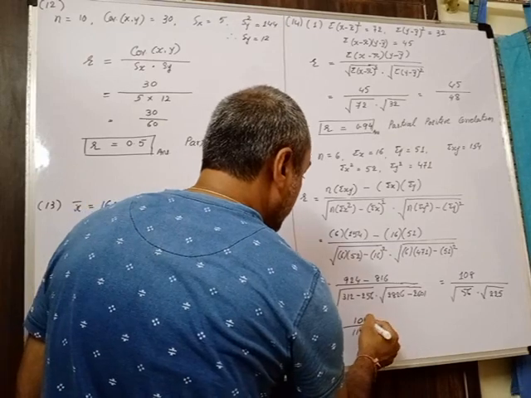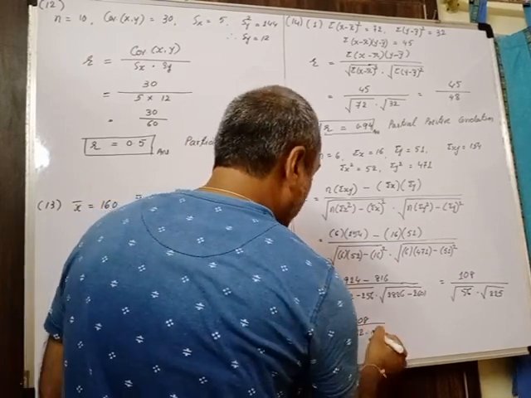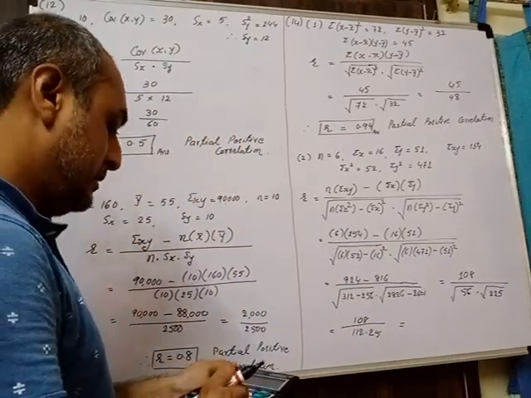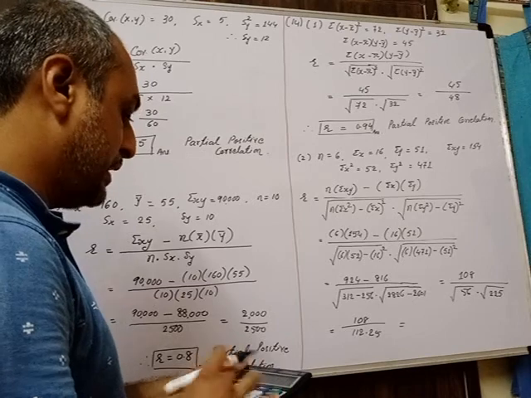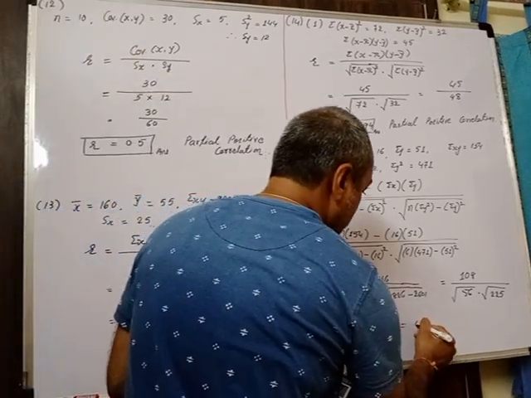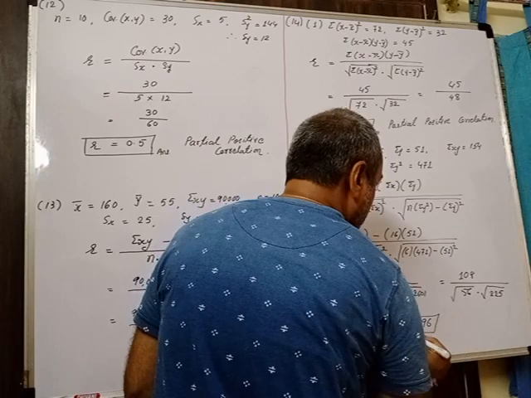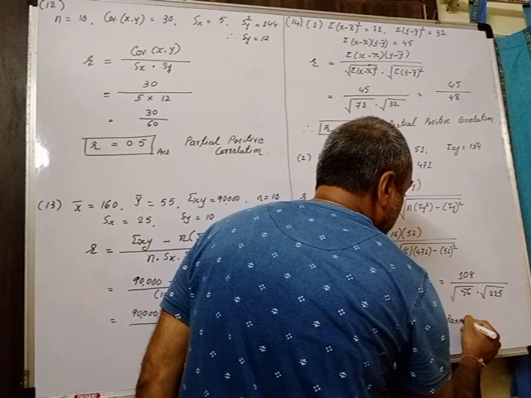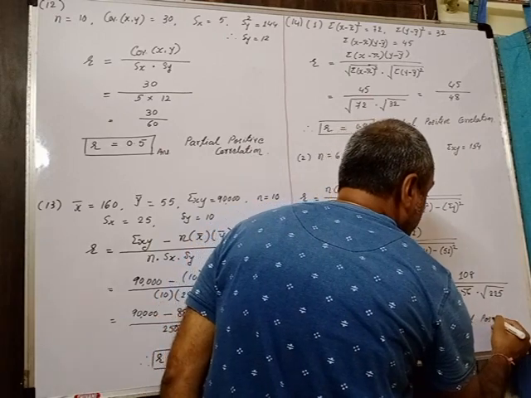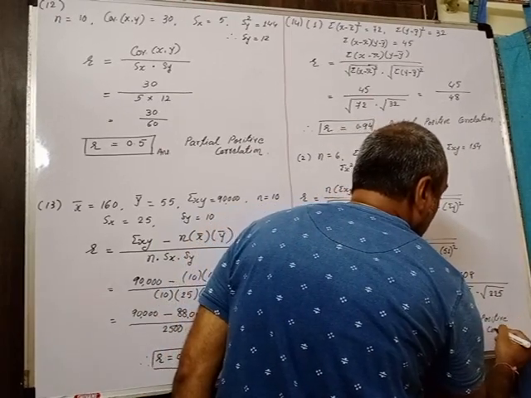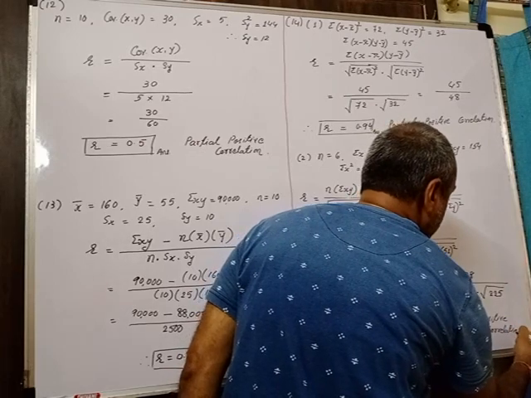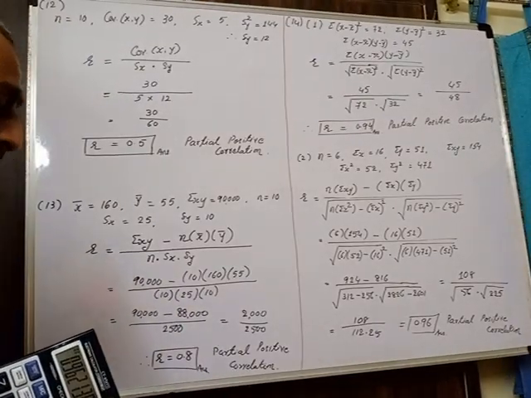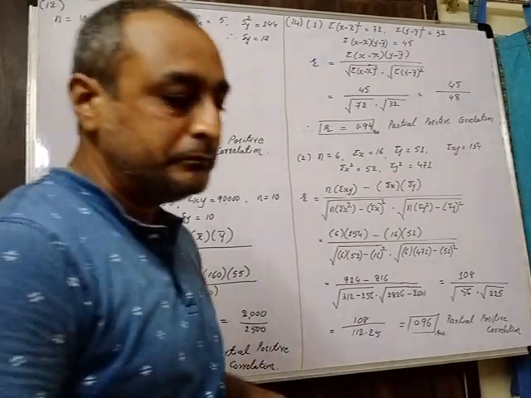This one is 108, 112.25. Now the division will be our answer. So 108 divided by 112.25 is equal to 0.96. Again, the answer 0.96 means the interpretation is partial positive correlation between the two variables x and y. This is how we can solve the sums with the help of different formulas.